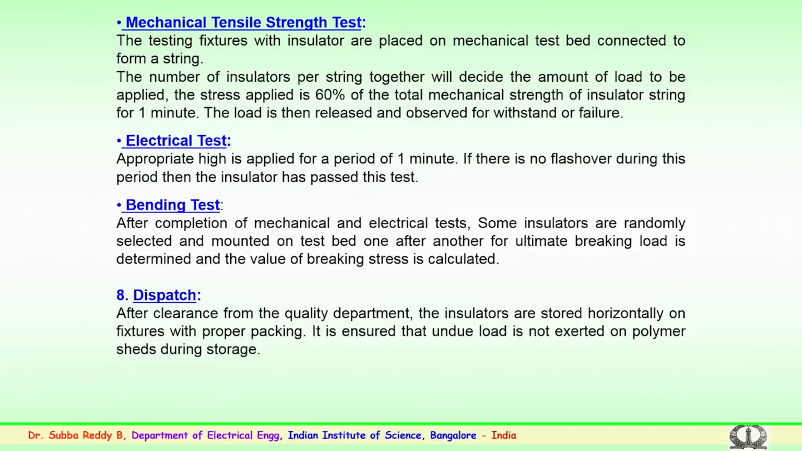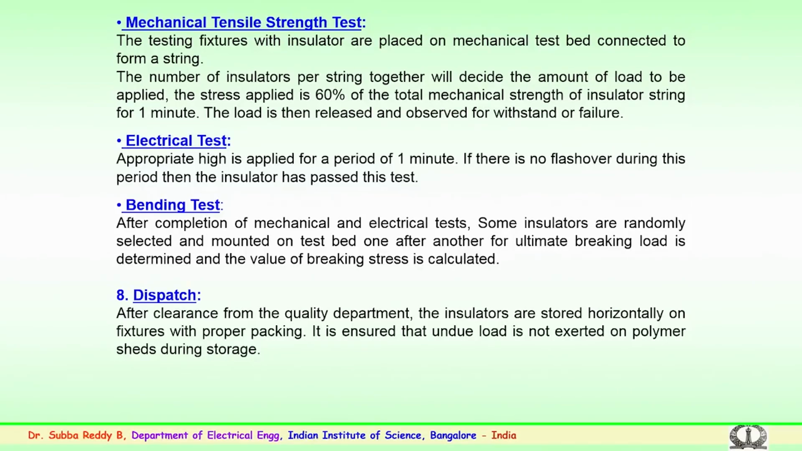Usually here the testing fixtures with insulators are placed on the mechanical test bed, connected in the form of a string. The number of insulators will be decided by the amount of load to be applied. The stress applied is 60% of the total mechanical load of the insulator string for a time frame of a minute. The load is then released and observed for withstand or failure in the factory. Similarly, appropriate electrical tests are carried out for a period of 1 minute, and in case of no flashover, the insulator is deemed to have cleared the particular test.